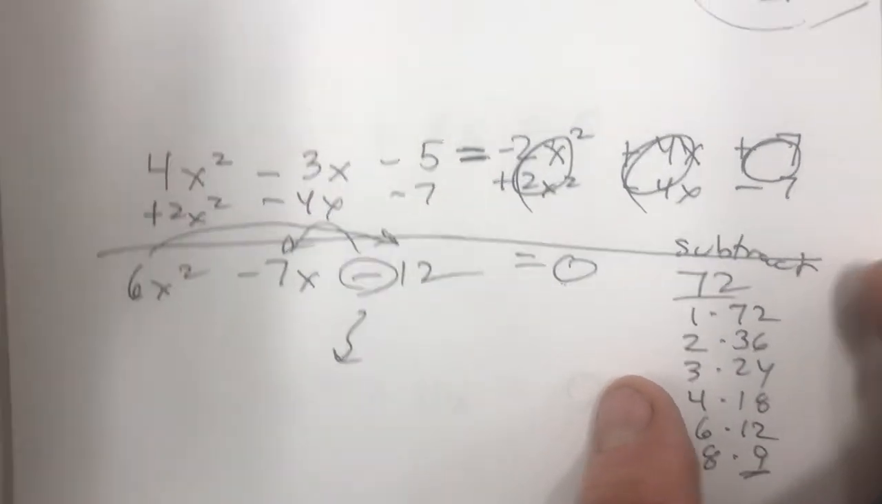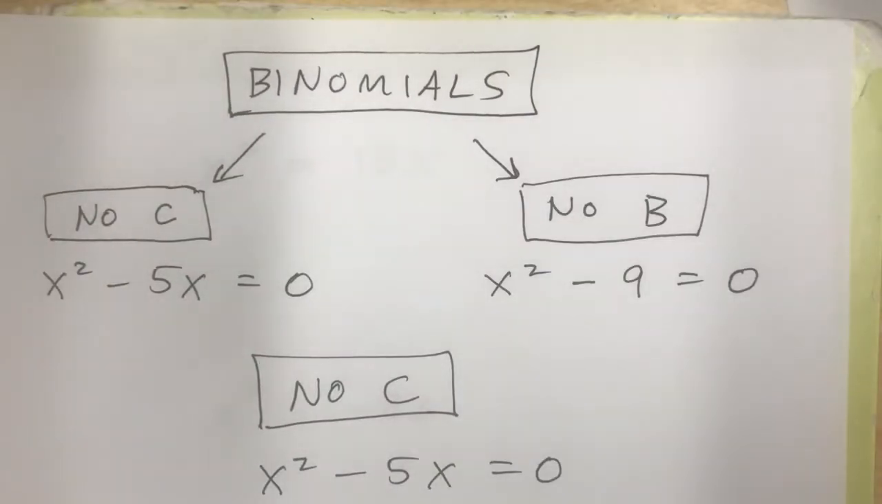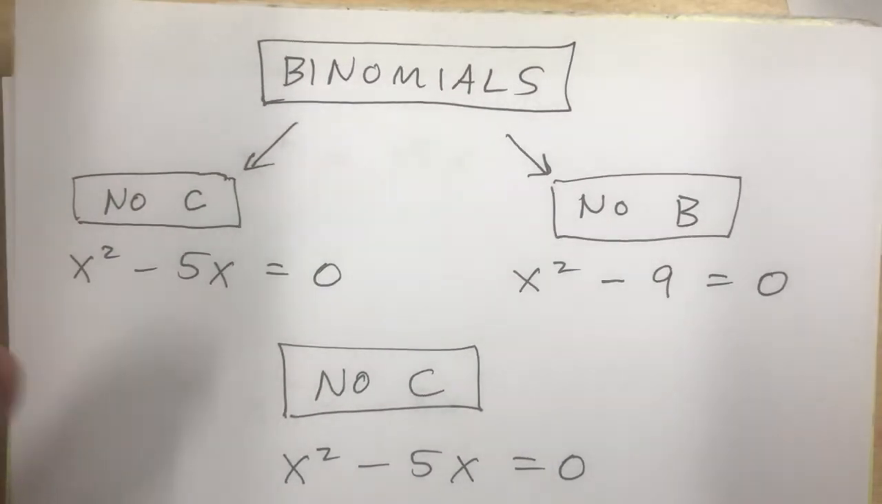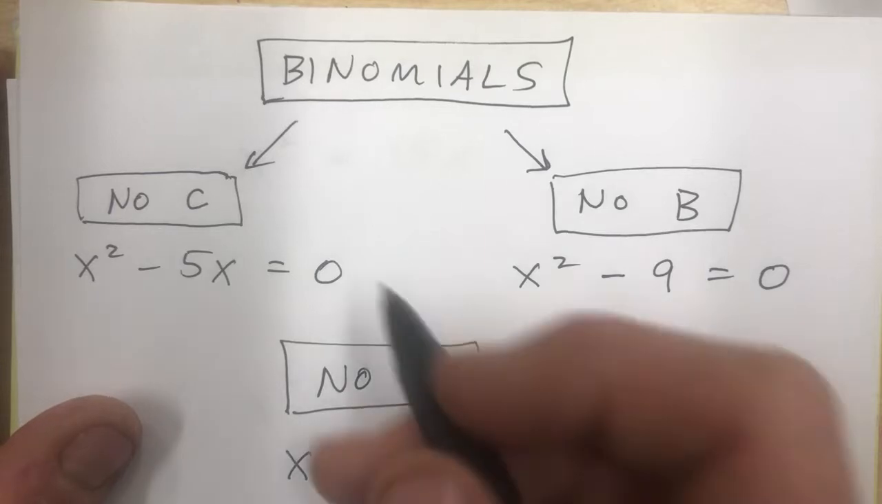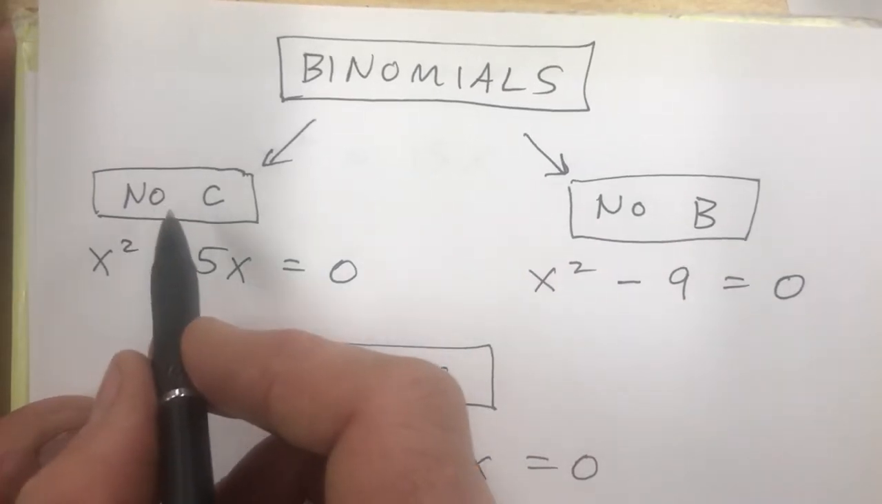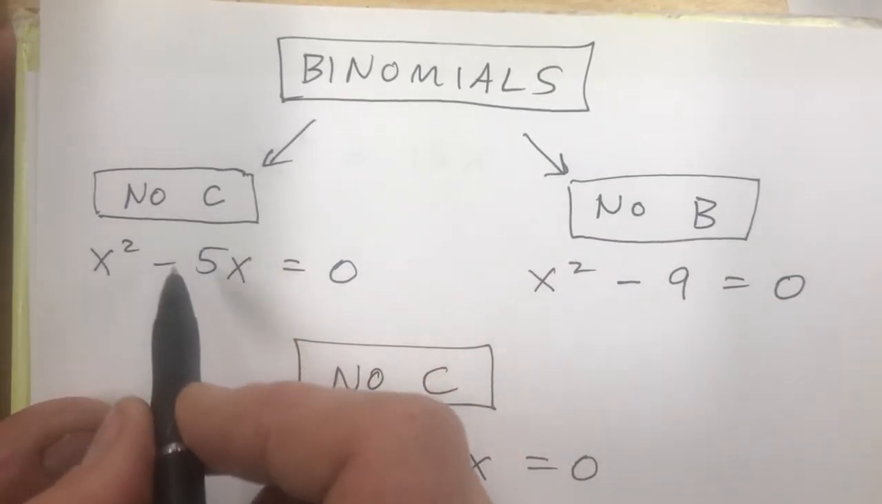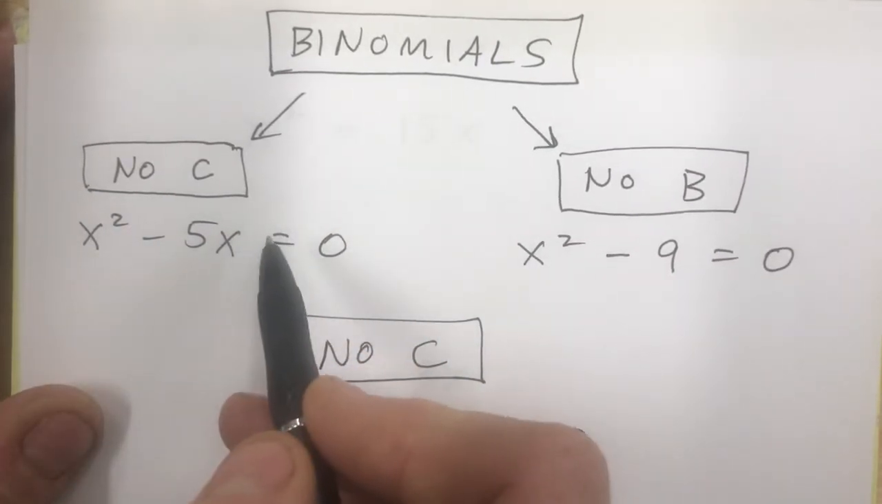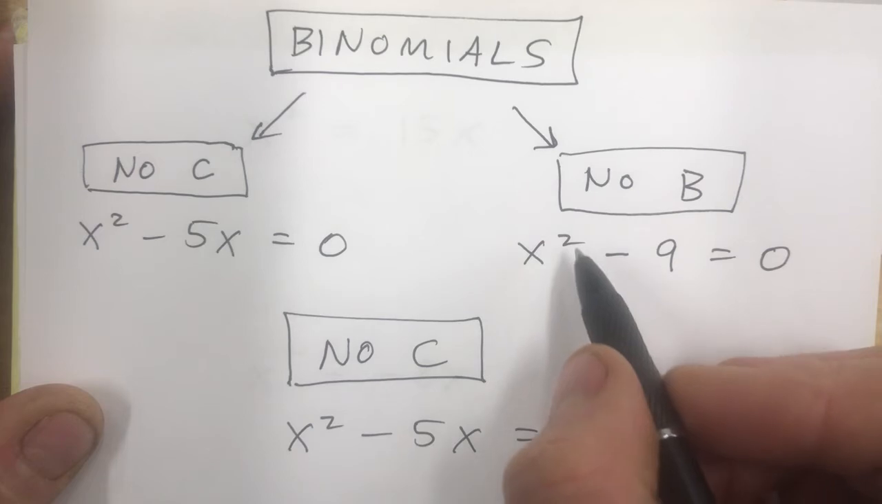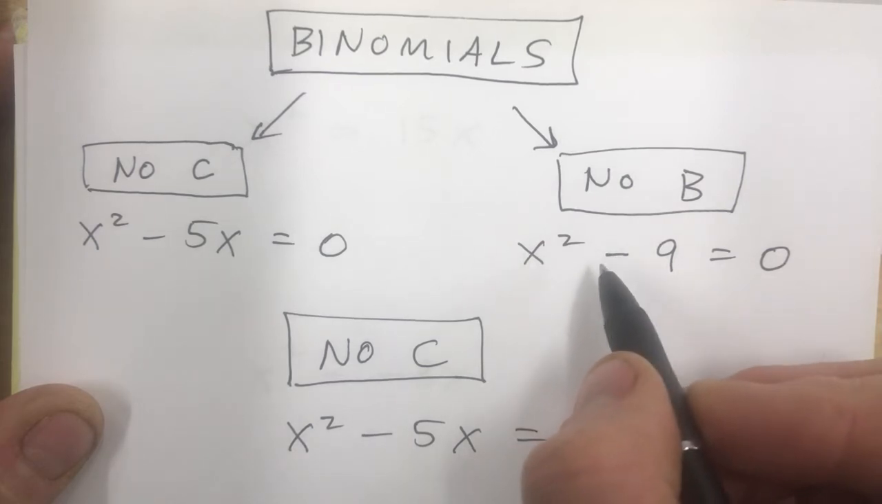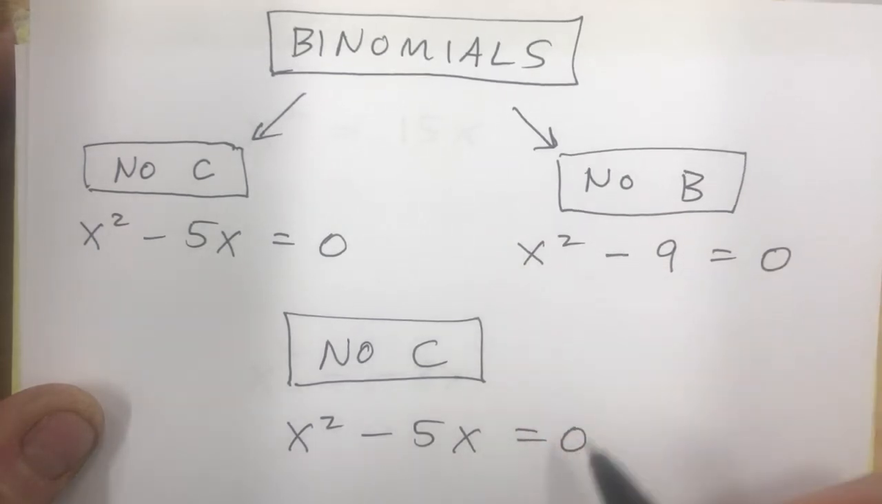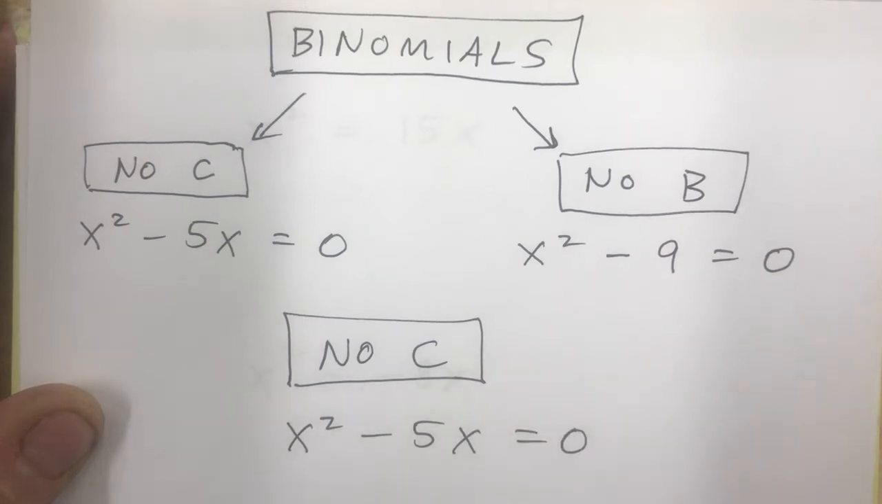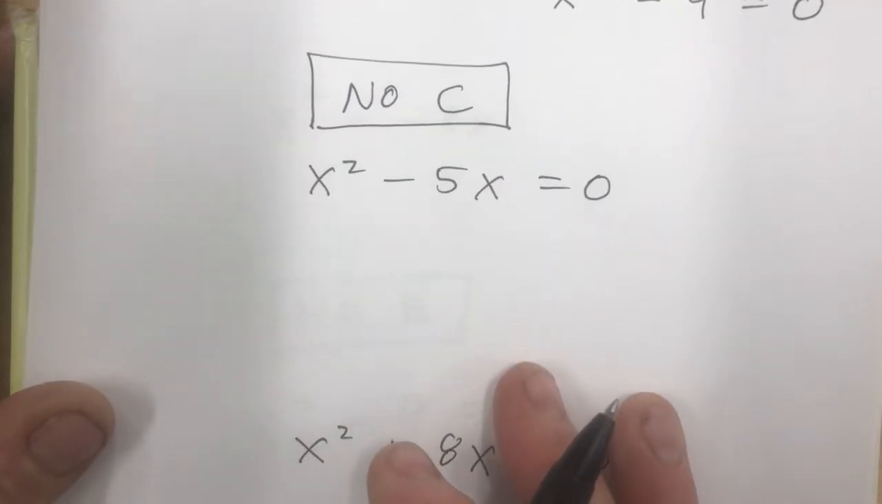Okay? All right, now, then we have binomials. Now, binomials are trinomials where you have a c missing, like this one right here. See, there's no c part, just x squared minus 5x and there's no number. Or you have a b missing, like right here, there's x squared, but there's no x term. Minus 9 equals 0.